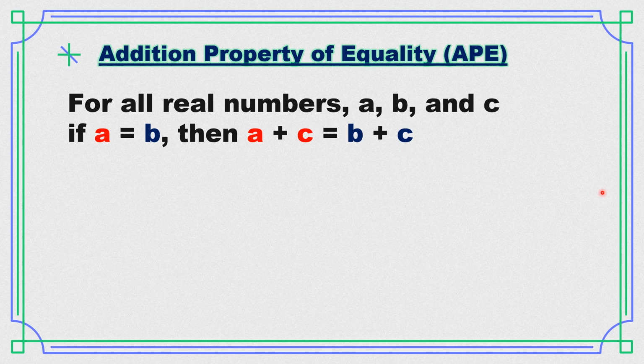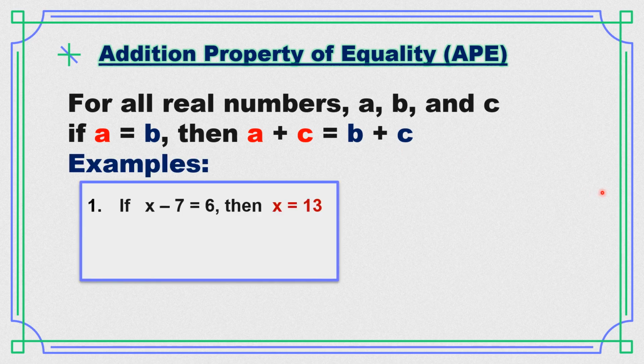Okay, paano po ba yun? Example po, if x minus 7 is equals to 6, then x is equals to 13. Okay, so paano po natin makukuha yung x is equals to 13? Kaya ang gagawin lang natin is to bring down x minus 7 is equals to 6. Okay, ito po yan. X minus 7 is equals to 6.